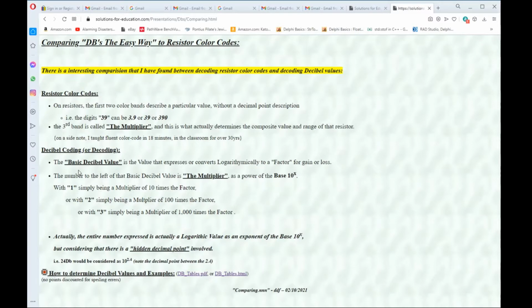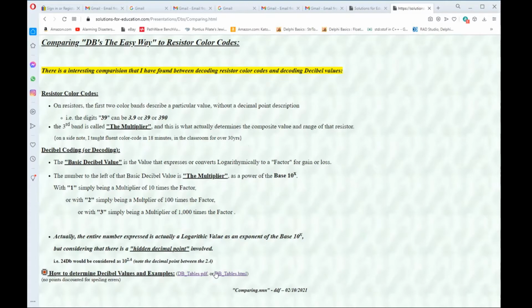Let's take a look at this. The basic decibel value is the value that converts logarithmically to the factor, the gain factor, or the loss factor, whichever you want to call it. The number to the left of that basic decibel value is called the multiplier as the power of the base 10. Now, we're going to give you some examples of that.